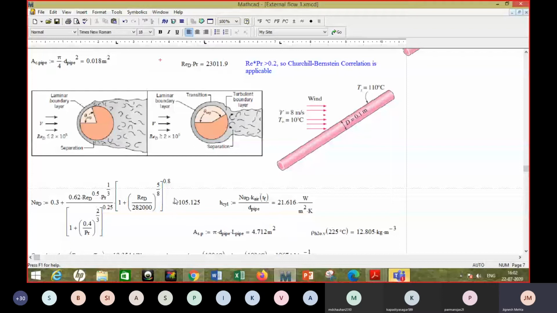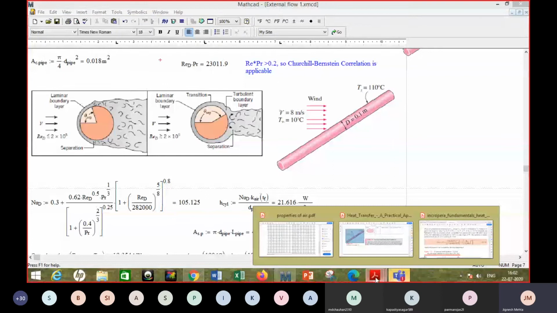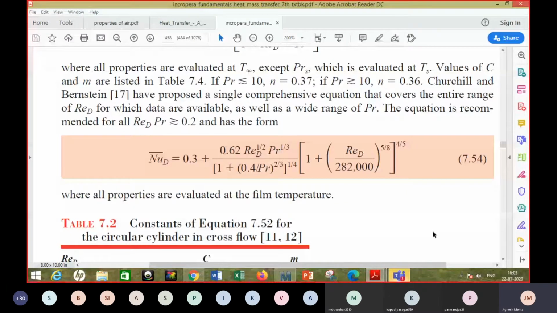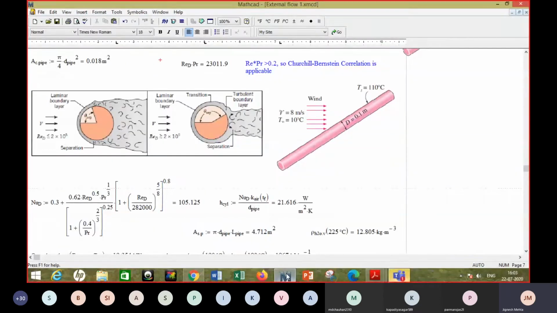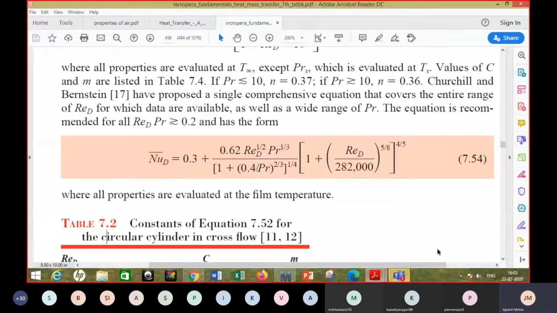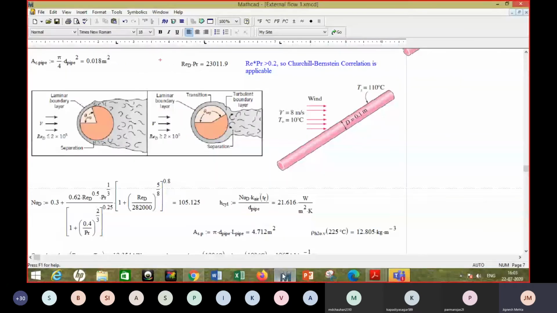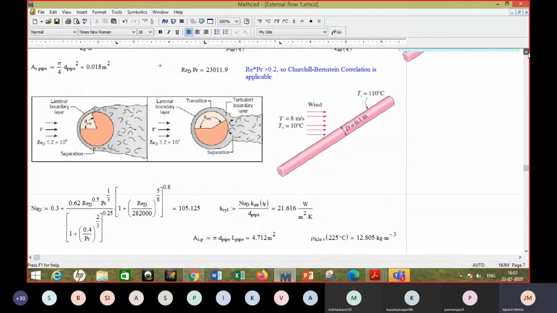Okay, my coefficients are correct. In case you see there is some mistake by me somewhere, you can point it out. 0.62 and 0.4 and 282,000, 0.62 and 0.4 and 428,200, those things seem to be correct, right? Then this 0.5 and 0.8. Right, it's 4 by 5 and 5 by 8 here. Okay, and this Reynolds number has been used, right?